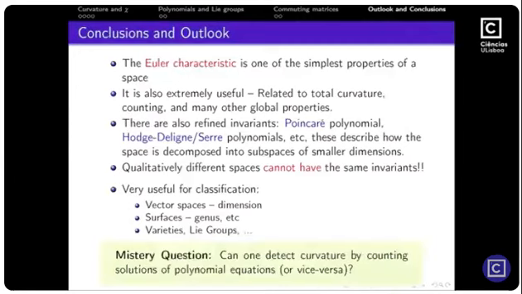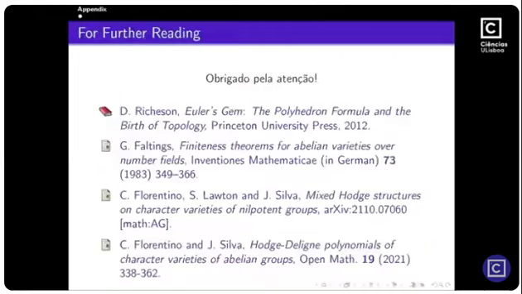Can one detect curvature by counting solutions of polynomial equations? This is a very strange topic for me, and it's a mystery because curvature is an intrinsically continuous concept, whereas counting solutions in integers is of a fundamentally discrete nature. So in fact, I don't know the answer to this question. I have no idea, but that's why mathematics research is very important and very interesting.